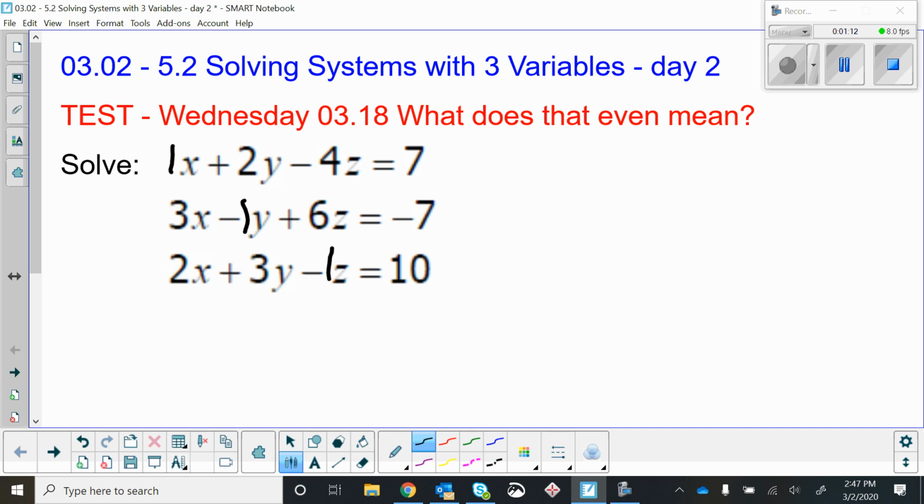Are you ready? Which variable would you like to eliminate, X, Y, or Z? Y. Okay, very good. It was just a fake choice. So we chose Y.